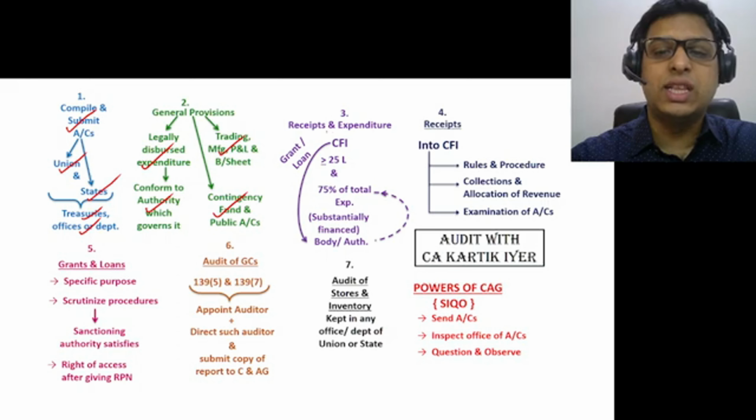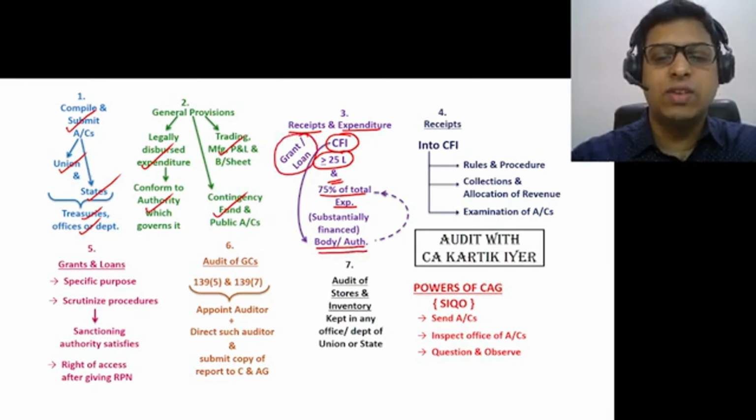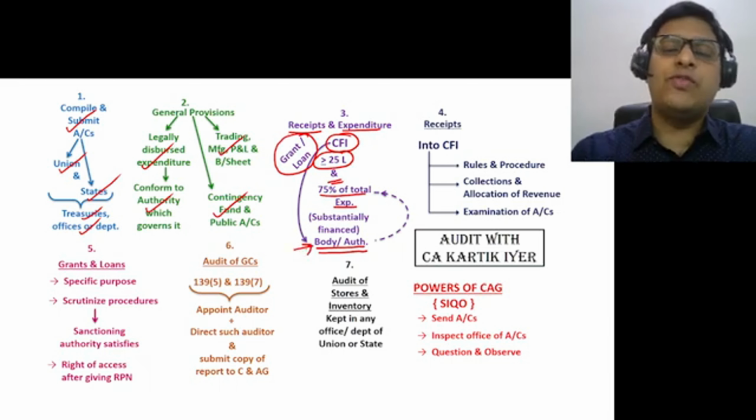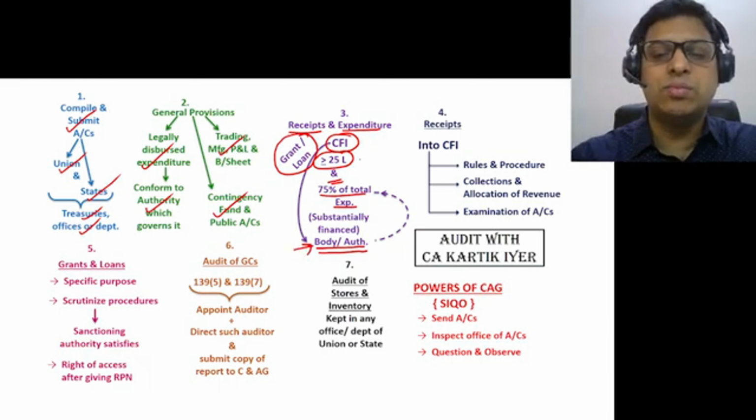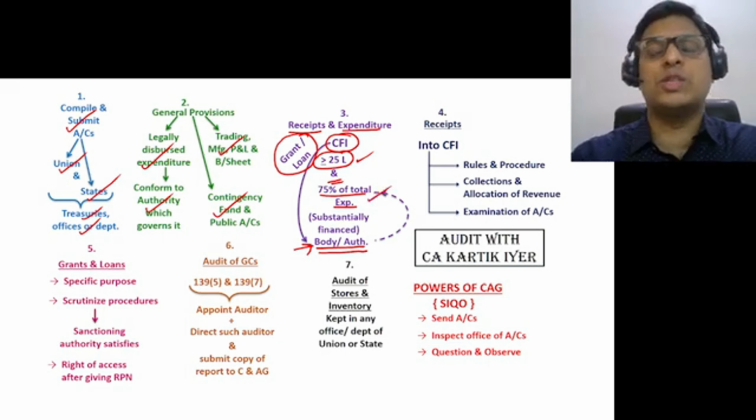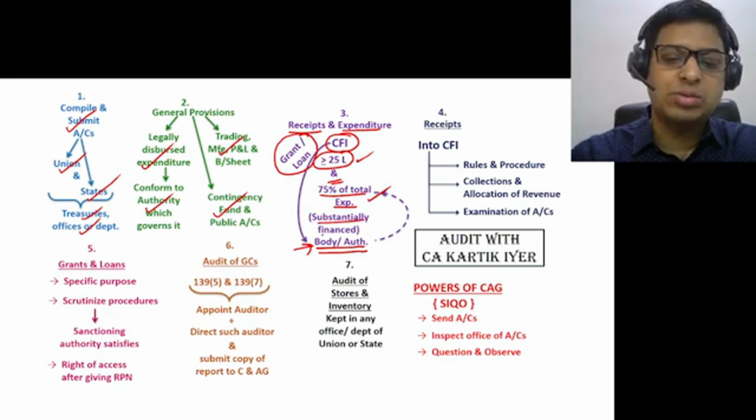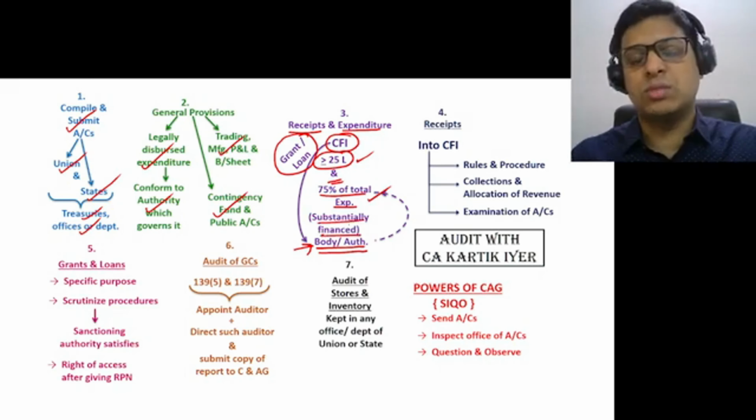Next, we have regarding the receipts and expenditure. So here they have said from the consolidated fund of India, when you are giving, let's say, minimum 25 lakhs and 75% of total expenditure to any body or authority. What they mean to say is, whenever any loan or grant is given to any body or authority, and it is a minimum 25 lakhs we have given, and that accounts for 75% of their total expenditure, then you will call this body or authority as substantially financed.